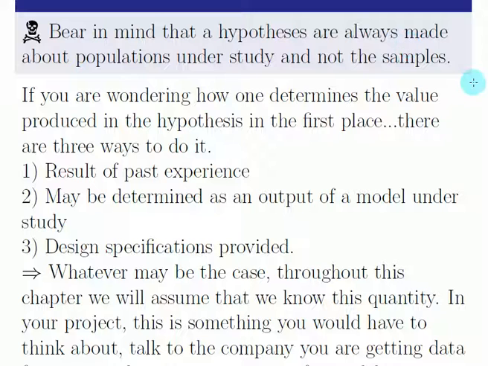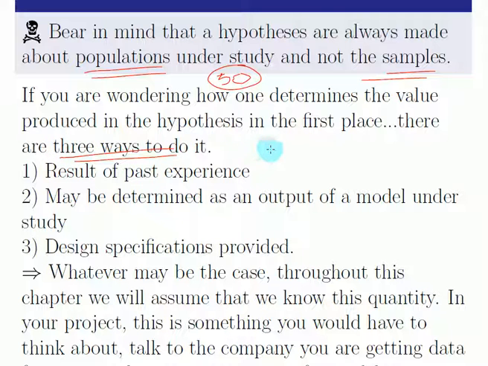You have to bear in mind that hypotheses are always made about populations under study. You cannot really make a hypothesis about a sample. You're always making hypotheses about the populations that you're trying to study. For example, in the previous case, we talked about the mean, or mu, being 50. So how does one determine this 50? If you're wondering how this engineer came up with this 50, technically there are about three ways to do this.